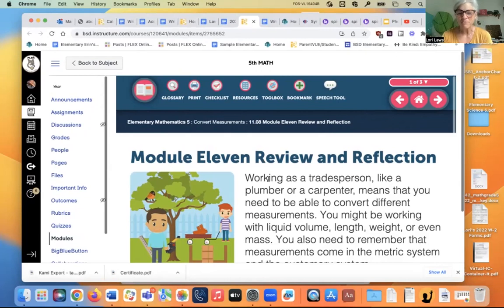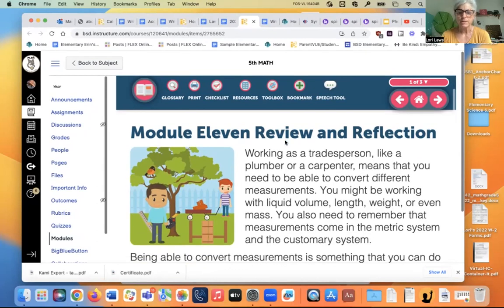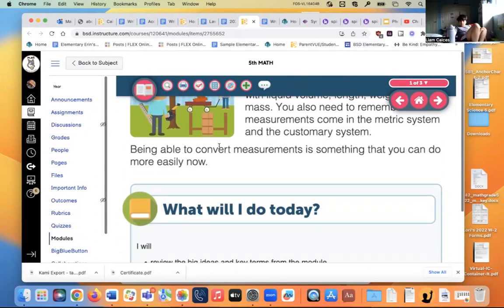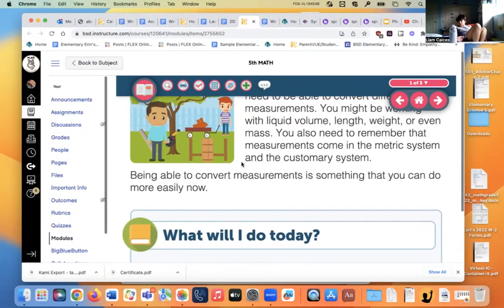Self-reflection. So today is Tuesday, April 18th. We're doing the end of Mod 11, 11.08, review and reflection. So being able to convert measurements is pretty important. You'll use it a lot in life. I have to use it whenever I cook, whenever I build something.